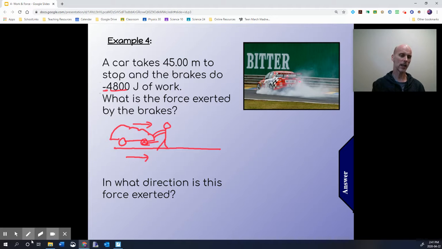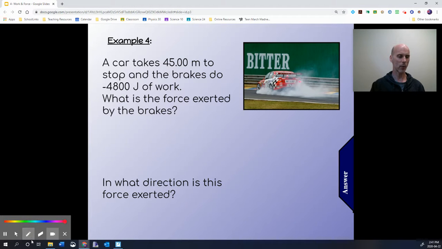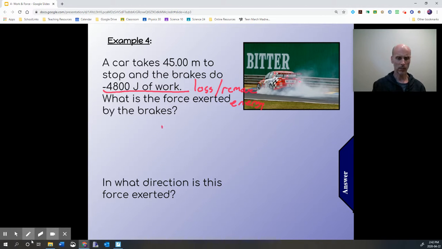So this idea of negative 4,800 joules, we'll see how that plays out with this question. But it's really saying that instead of pushing this thing forward as it moves forward and it gains energy, so we're doing positive work, this negative is telling us that there's some sort of loss or removal of energy. So we're going to do some work to take away some of the energy of this car, and that's exactly what brakes do. So how does that look mathematically?